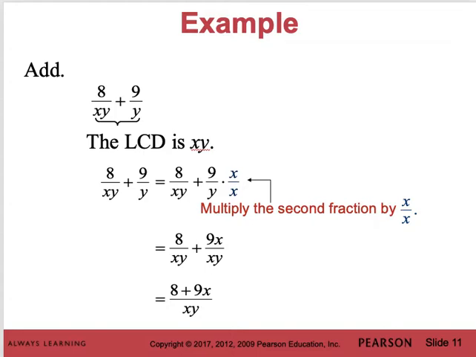Okay, now we can try adding with that least common denominator. Here's a simple one. The least common denominator is x times y.